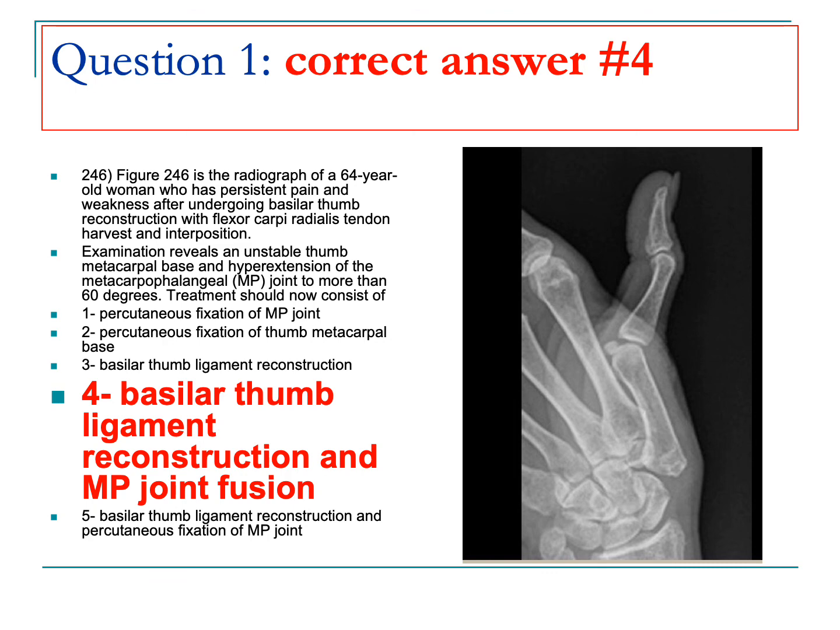So the correct answer, I believe, is number 4. It is important, as I previously discussed, that when doing basal joint arthroplasty, if there's instability of the base, then it may be necessary to perform a ligament reconstruction because the ligaments are incompetent. Also, in patients who have significant hyperextension, then something needs to be done to prevent recurrence of the hyperextension, and the only choice we had in this question was a fusion of the MP joint.